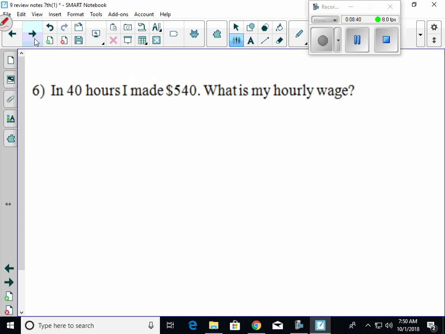Okay, in 40 hours, I made $540. What is my hourly wage? Hourly means how much per hour. How much for 1 hour? Or you even may hear how much for each hour. So the hours, I'm going to try to find out how much for one of those. That's going to be my denominator.